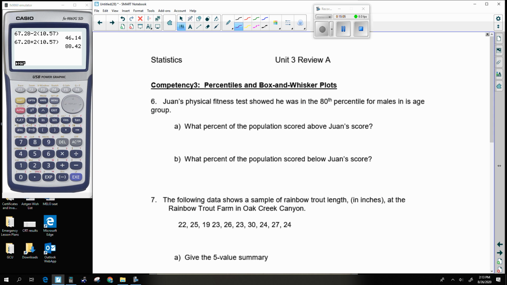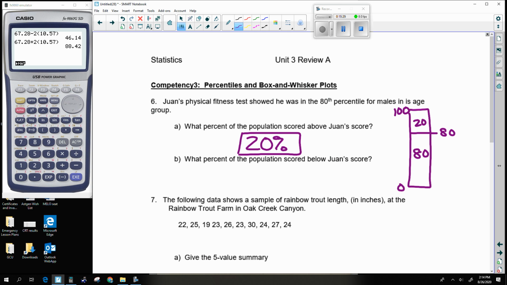You begin number 6 with a percentile. A percentile, again, think of it as a measurement from 0 to 100. And so we see that Juan's physical fitness test is in the 80th percentile. So 80th percentile, that would imply 80 below, 20 above. So what percentage scored above Juan's? 20%. What percent was below Juan's? That would be 80%.